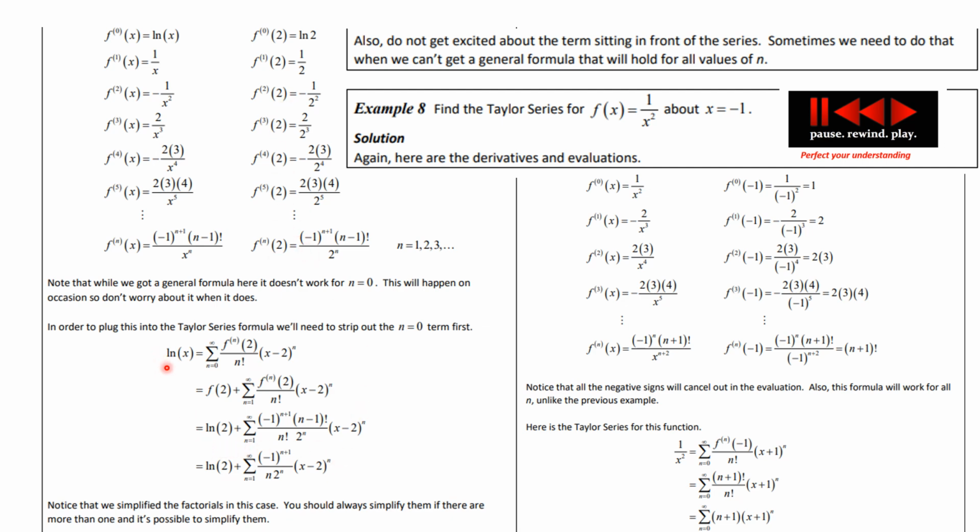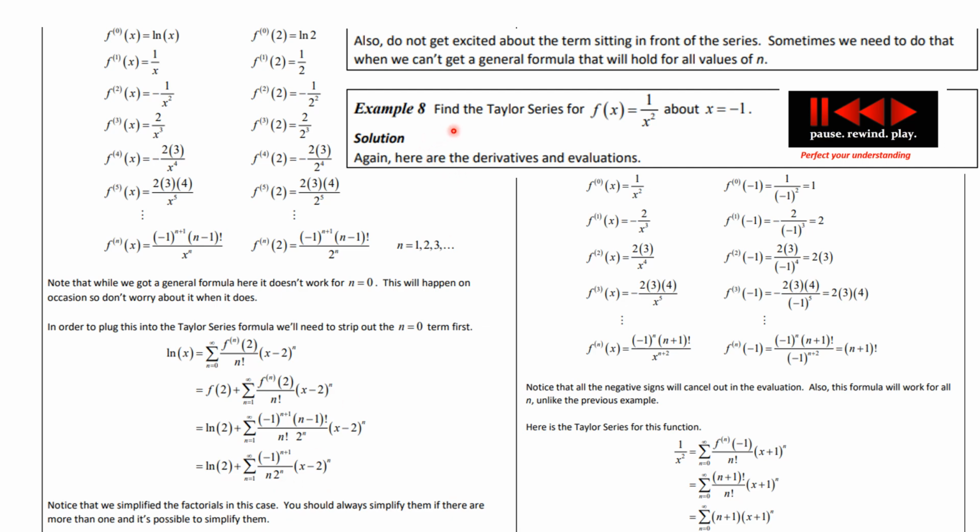So this natural logarithm then is the natural logarithm of 2, that's f of 2, plus the rest of them, these do fall into this form. The summation now, this is n equals 1 to infinity, minus 1 whole to the n plus 1. This is n minus 1 factorial. This is n factorial 2 to the n, and it is times x minus 2 whole to the n.